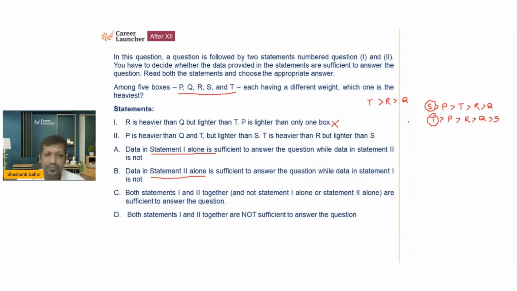Now let's move to the next one. P is heavier than both Q and T, but lighter than S. So P is lighter than S. T is heavier than R. So basically, in this case, which is the heaviest one? That is S. We are getting only one arrangement. Now R can be heavier than Q, or R can be lighter than Q. I don't care about it, because the question is simply asking which is the heaviest. The question is not asking for the complete arrangement. So with the help of the second statement, can I get the answer? Yes. So second alone is sufficient, but first alone is not. So the answer to this question is going to be option B.